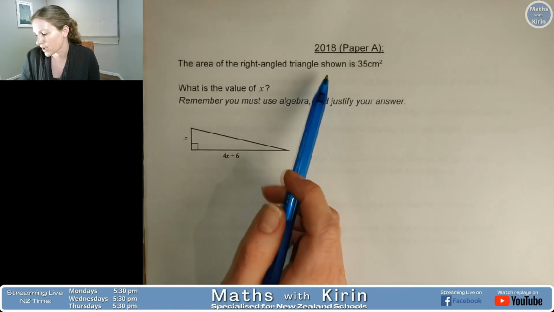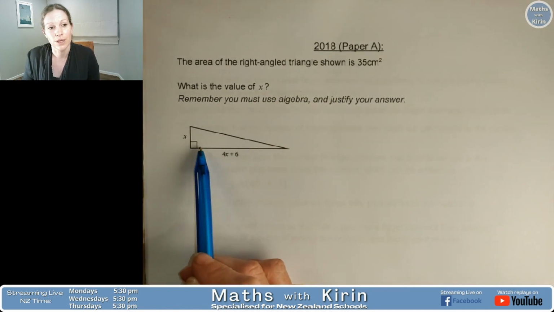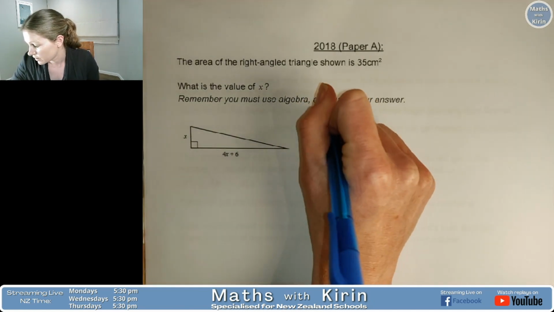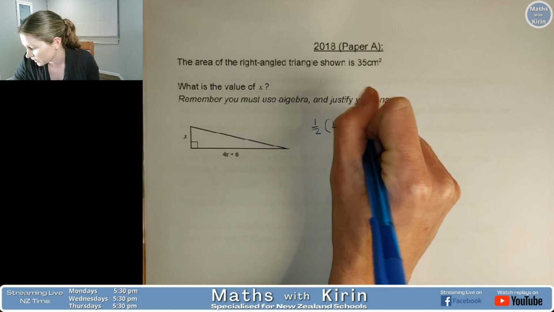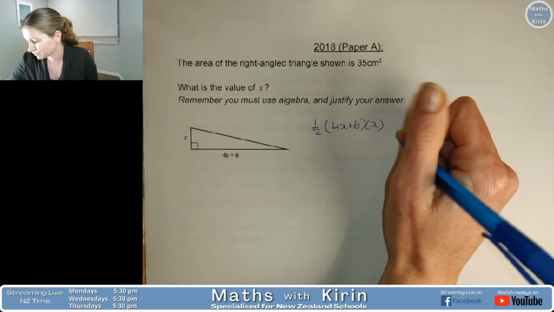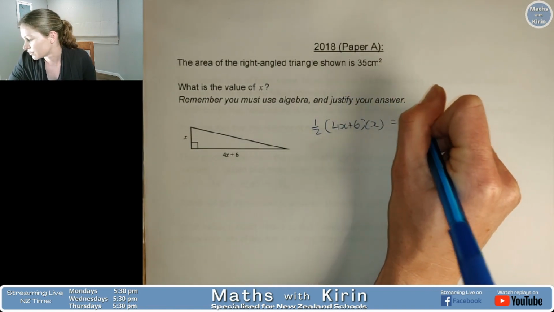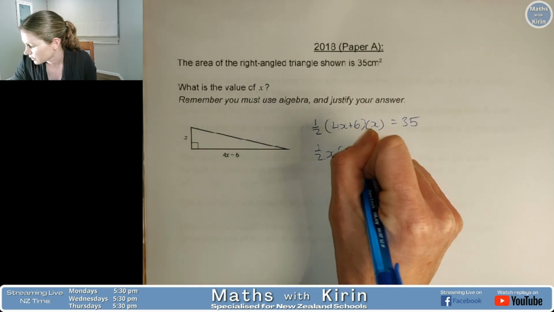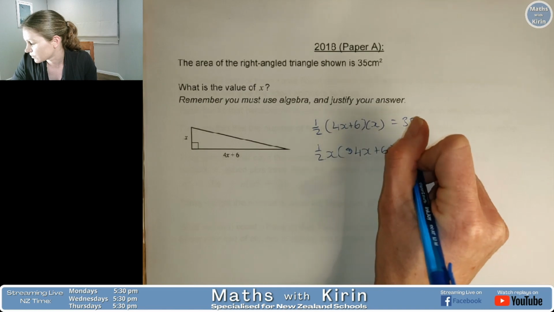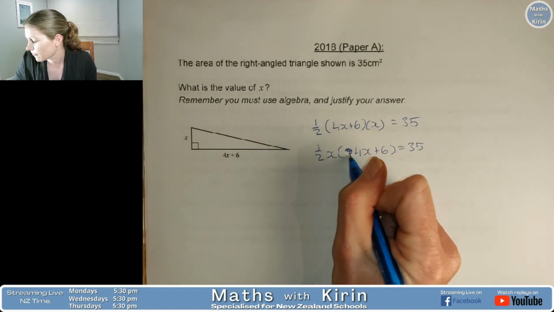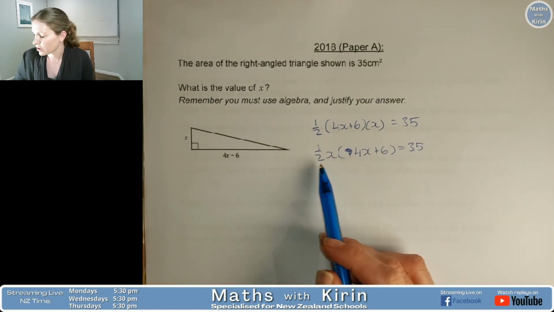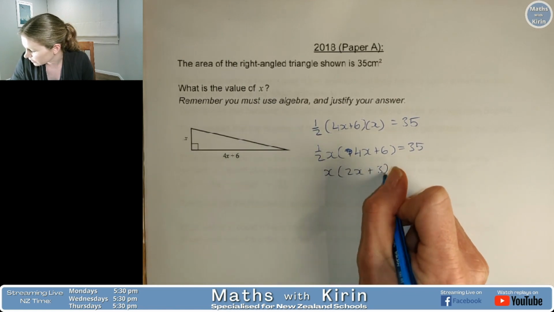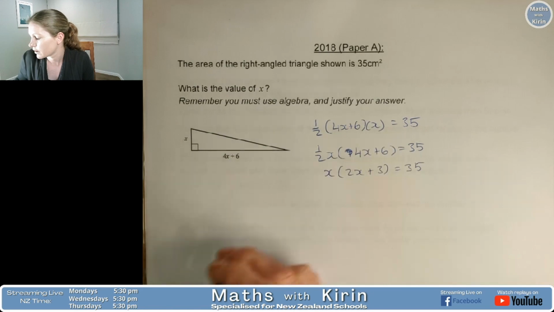So area of a right angled triangle. The area of a triangle is half times base times height. So we want half times 4x plus 6 times x is equal to 35. So most of you will probably write it like this. Okay. So bringing your half in, we get 2x plus 3 equal to 35.